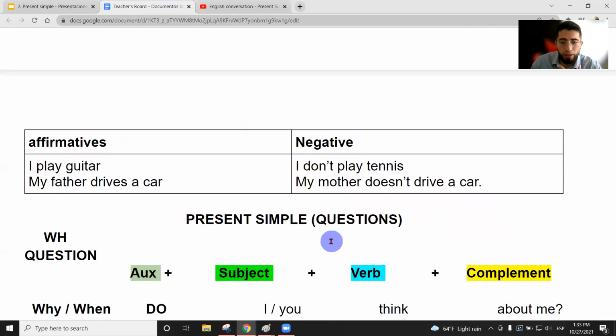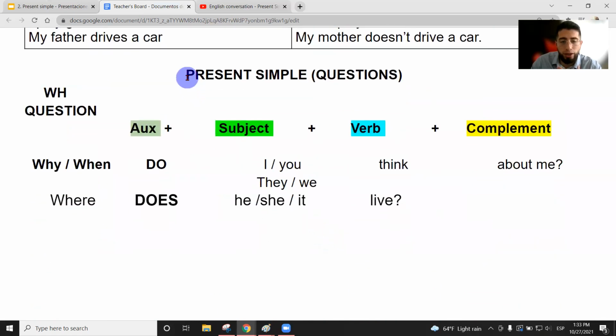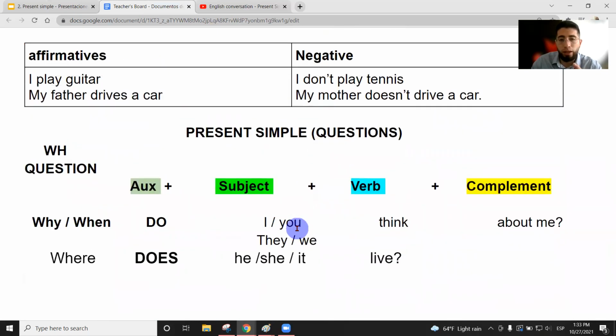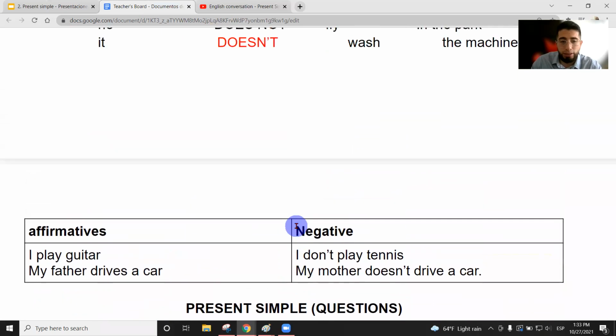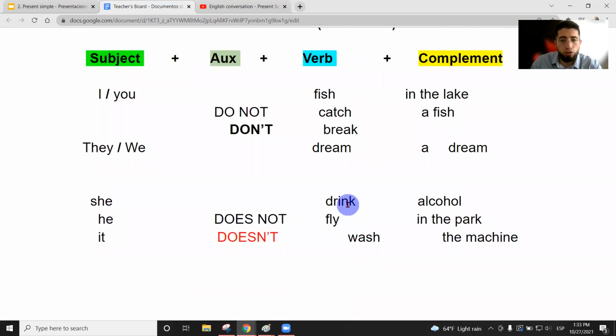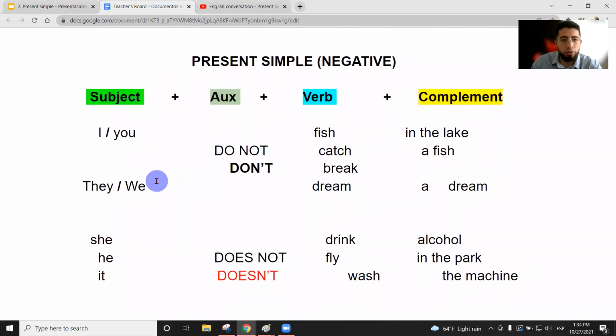And also, y también, chicos, this is how we create, así es como creamos the questions, las preguntas. ¿Listo? In present simple, el presente simple. Okay, just some examples, algunos ejemplos que tenemos aquí. I said, I play the guitar. Negativo sería, I don't play the guitar, or I don't play tennis. Okay. Después tenemos, my father drives a car, mi padre maneja un auto. Y decimos, my mother doesn't drive a car, mi mamá no maneja un auto. Okay. Just few examples, solo unos pequeños ejemplos.